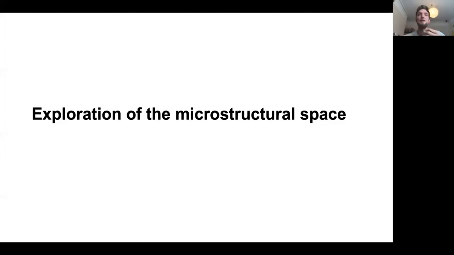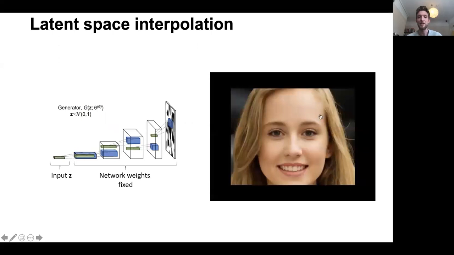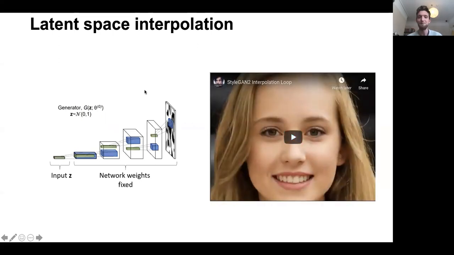But we want to be able to do something with that microstructure. What I was speaking about at the start was how can we optimize microstructure? How can we explore a space? We don't want to just be generating more of the same stuff. We want to be looking for the best possible microstructure that we can find within that possible space of microstructures. So one way that we can do that is by latent space interpolation. So I'm going to show an example.